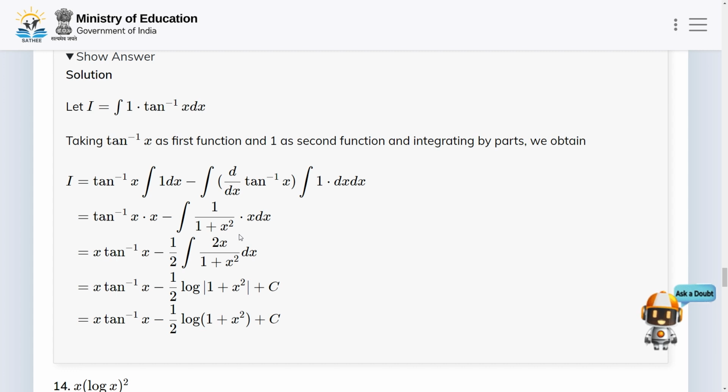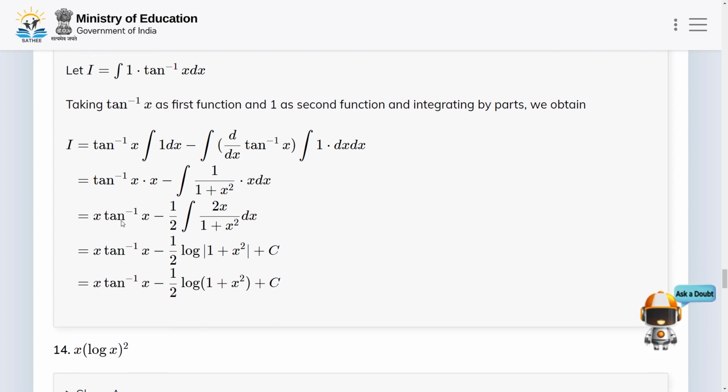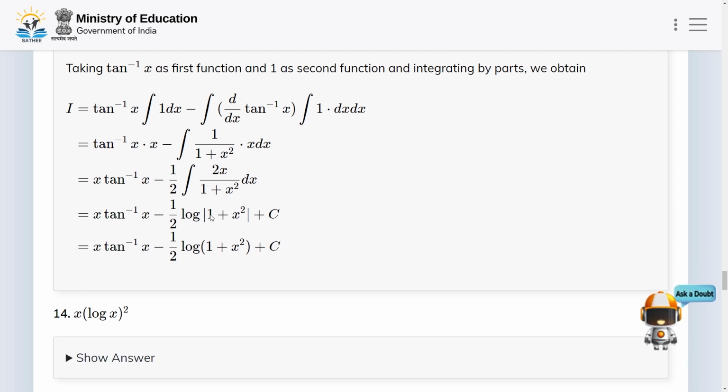Now what you have to do is very simple. Multiply and divide by 2 in numerator and denominator. So you get x tan inverse x minus half integration of 2x divided by 1 plus x square. So this is just minus half log of 1 plus x square plus some constant. Okay, clear?